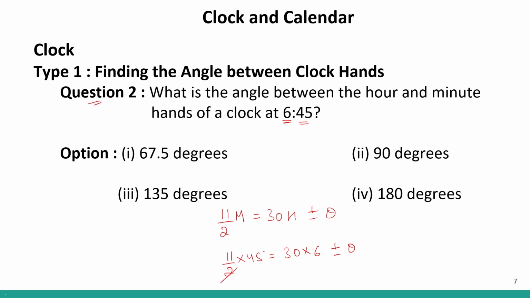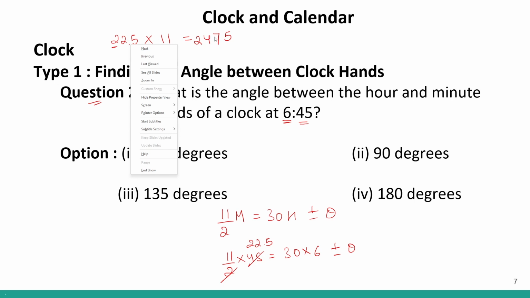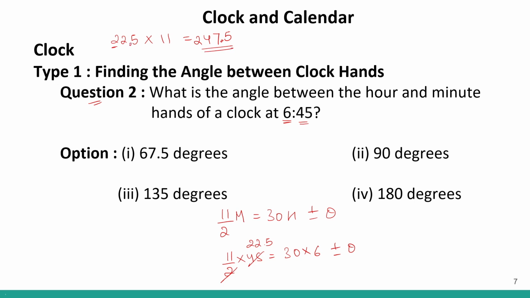Correct? Now 45 by 2 will be 22.5. So I told you a shortcut that whenever you have to multiply a number by 11, keep the decimal out of the question right now. This will be 225 into 11. First we write this number, then we add these two numbers. So 5 plus 2, 7. Then we add these two numbers. 2 plus 2 will be 4. And then we'll write 2. And the decimal was after 1. So on multiplying 22.5 into 11, I'll get 247.5.